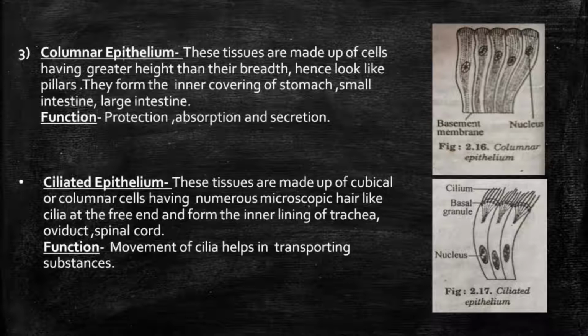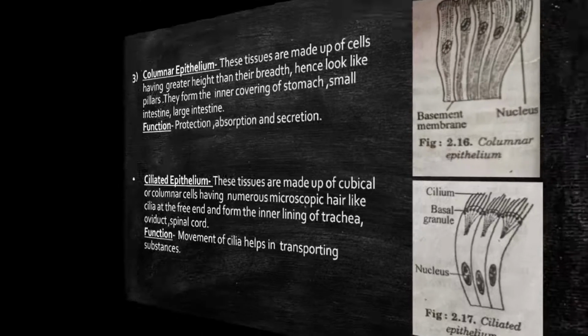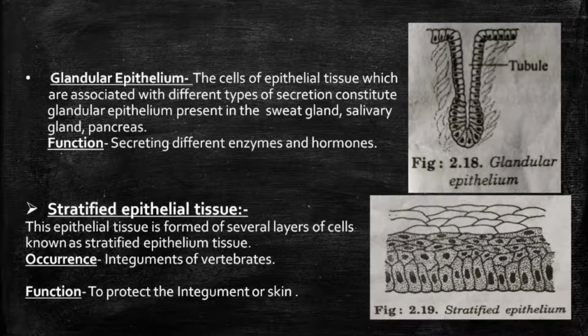You know, the cilia constantly keep lashing and moving the materials which enter these regions. Number 2 is the glandular epithelium. The cells of the epithelial tissue, which are associated with different types of secretion, constitute the glandular epithelium. At certain places in the body, the glandular epithelium is folded inward to form compact, hollow, tubular glands like the sweat gland, salivary gland, and the pancreas. The function of glandular epithelium is secreting different enzymes and hormones.